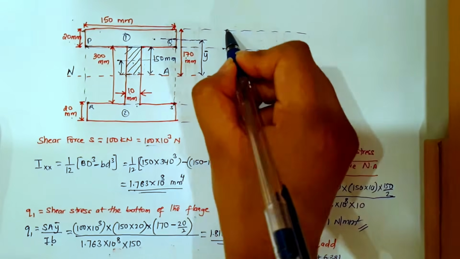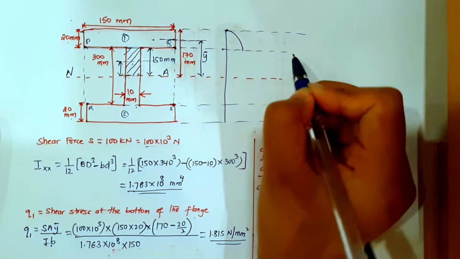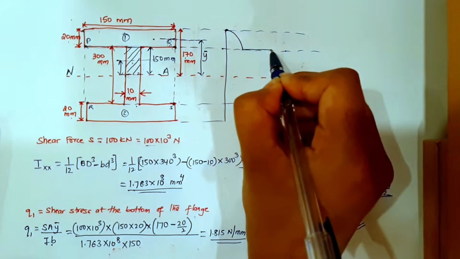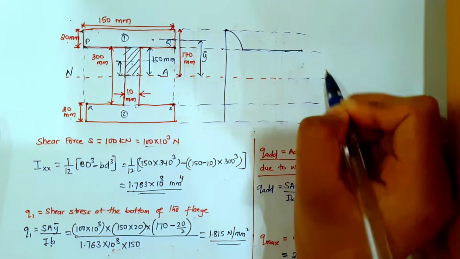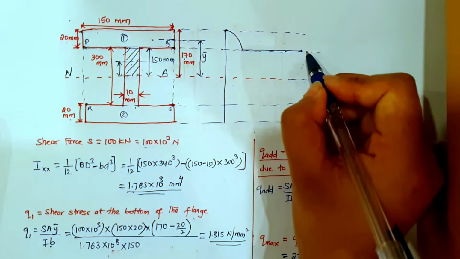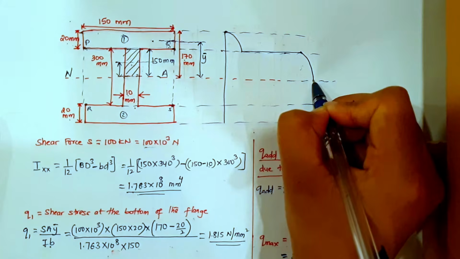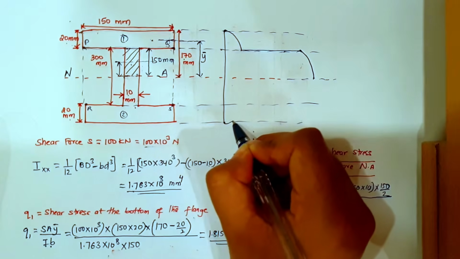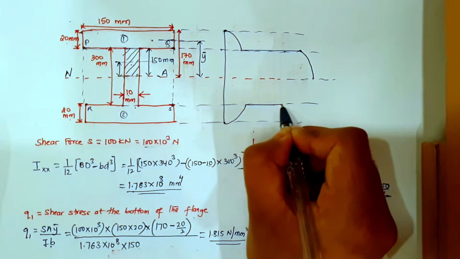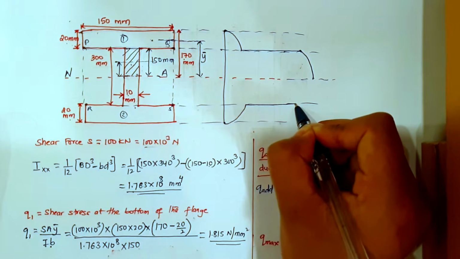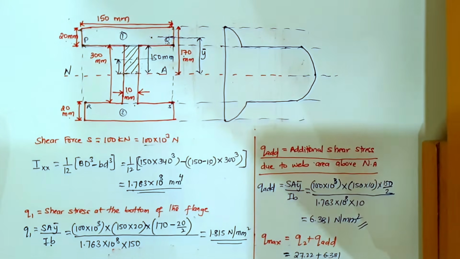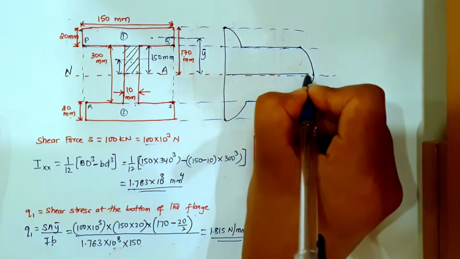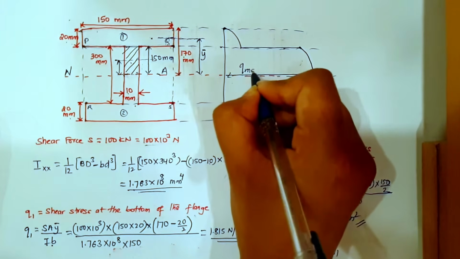Right, from here is the web portion, so you will draw it in this manner, and then it will go straight, and then this is the neutral axis line, so it will be maximum here, and then it will start reducing. So here also I have bottom, I have a flange. It will go in this manner, then straight, and then maximum at the neutral axis.